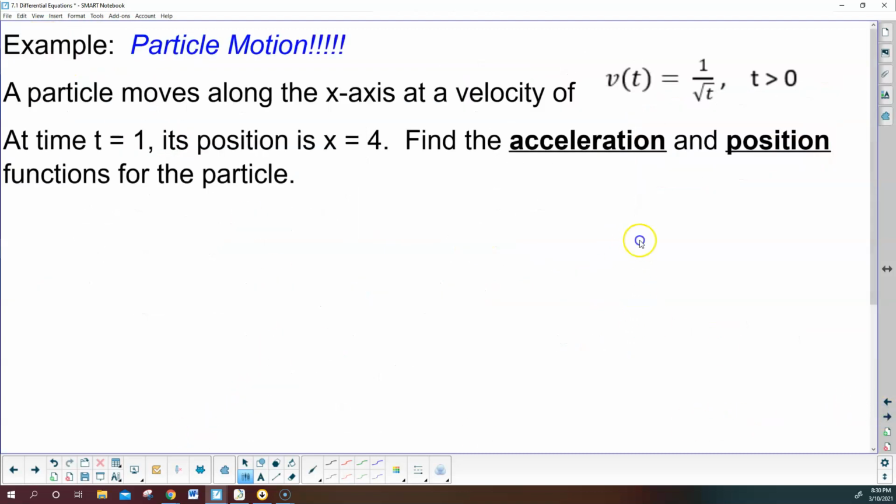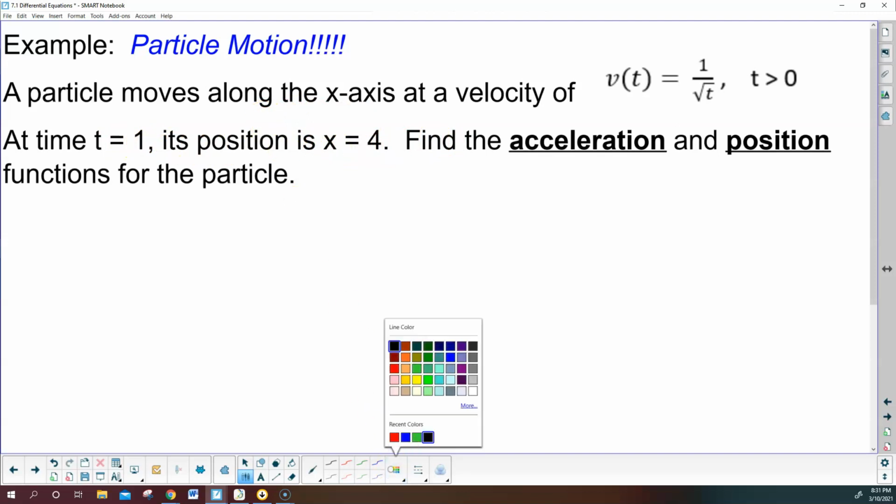All right, last problem, then we're done. Particle motion, right? How do things move? Well, a particle moves along the x-axis, so that's left to right, with a velocity of 1 over square root of t when t is greater than 0. At time t equals 1, its position x is equal to 4.